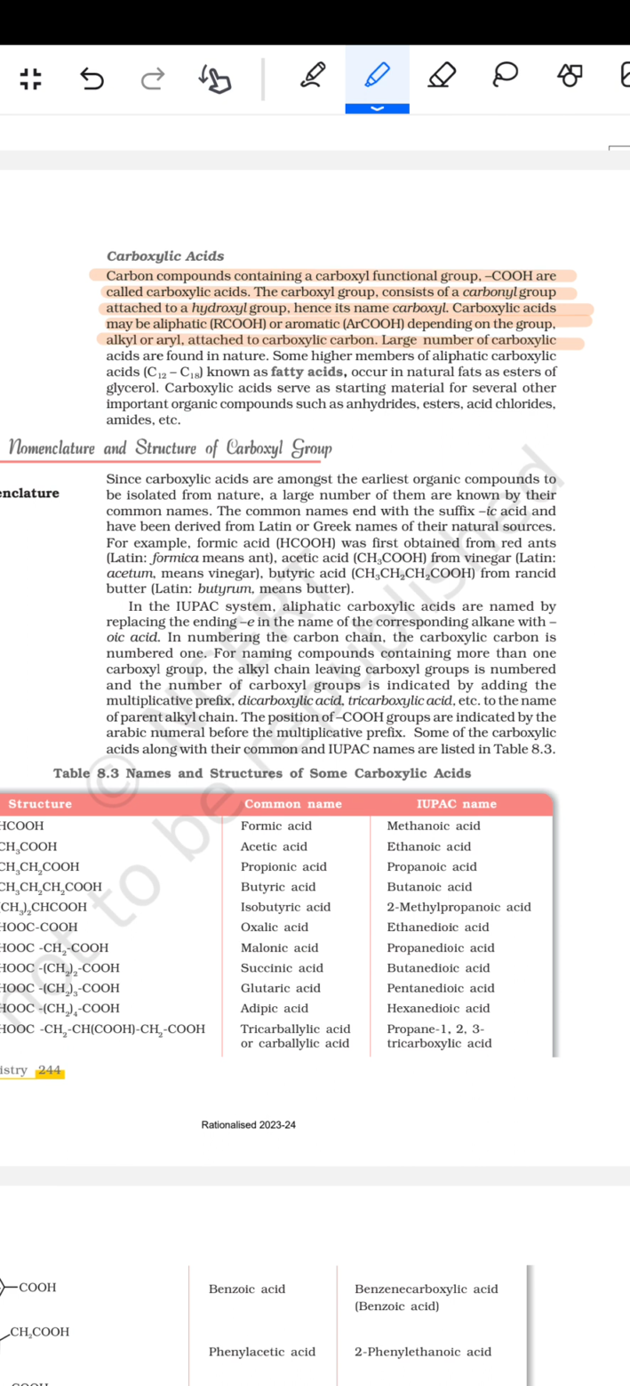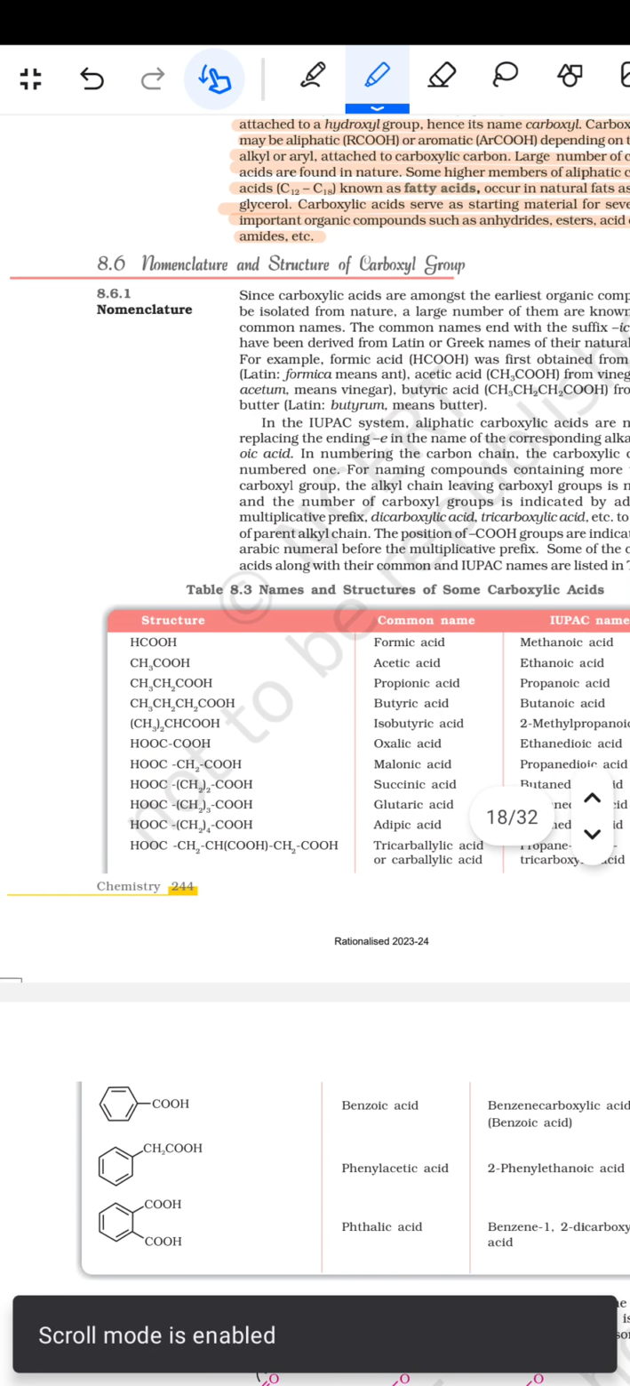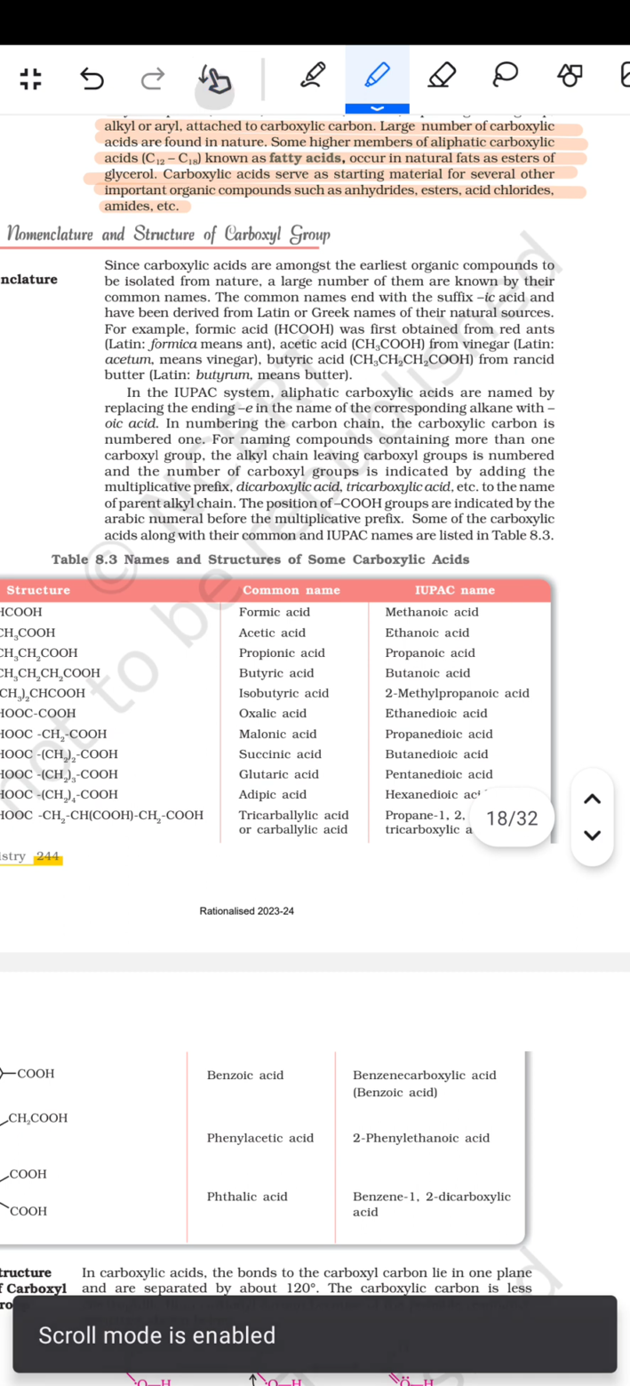Large number of the carboxylic acids are found in the nature. Some higher members of the aliphatic carboxylic acid, C12 to C18, are known as the fatty acids, occur in the natural fats as the esters of the glycerol. Carboxylic acids serve as the starting material for the several other important organic compounds such as the anhydrides, esters, chlorides, and the amides, etc. Then comes nomenclature and the structure of the carboxyl group.